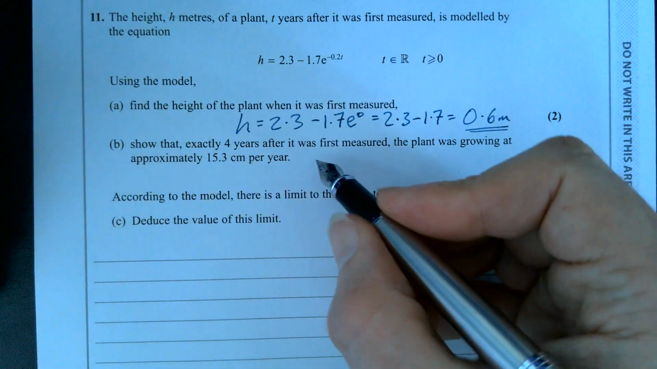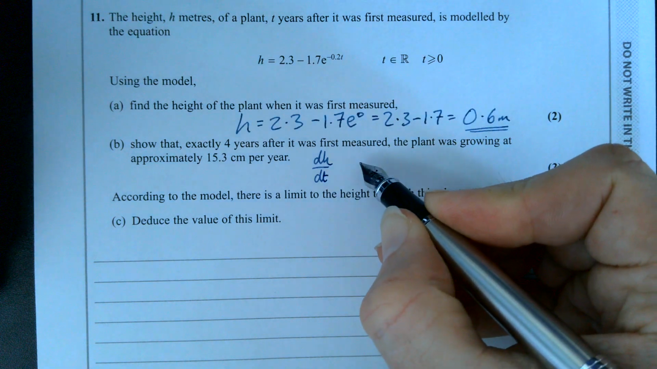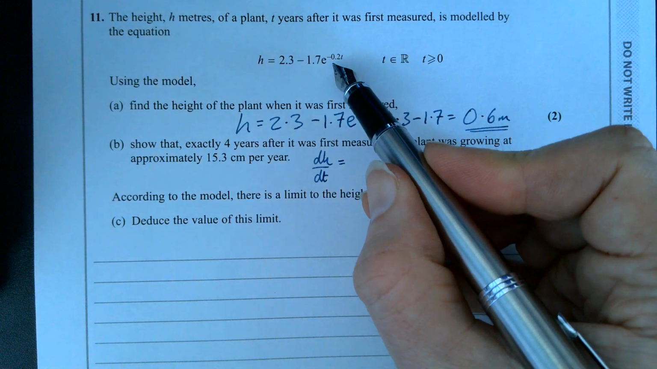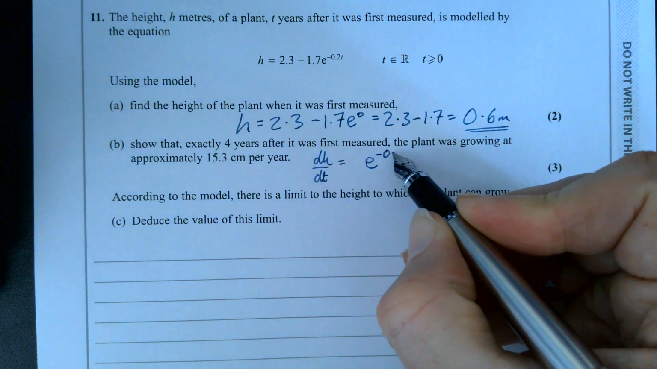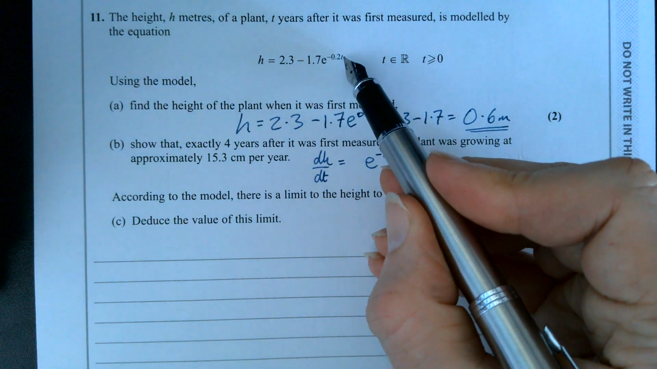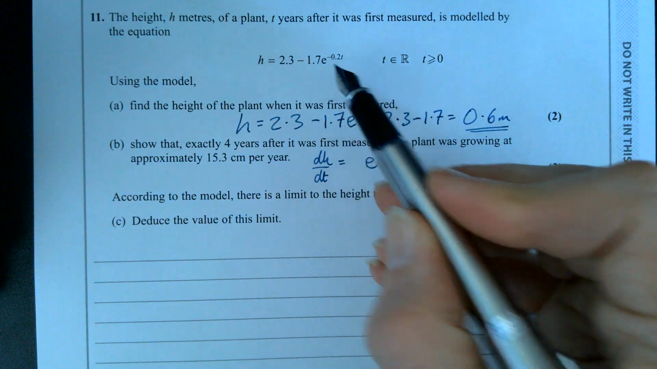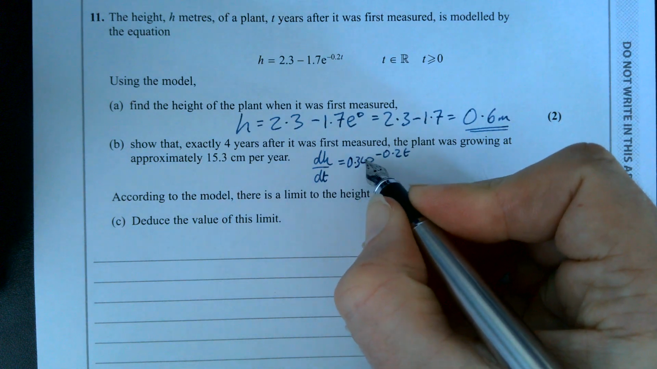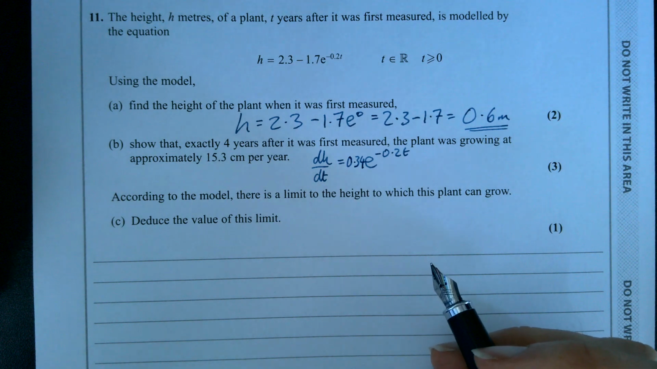So we've got, there's our H, so dH by dt. We're going to drop the normal number, and then the power is going to stay the same, but we multiply by the coefficient of t there. So negative 0.2 times negative 1.7 is positive 0.34. So that's our differential, so that's up 1 mark.